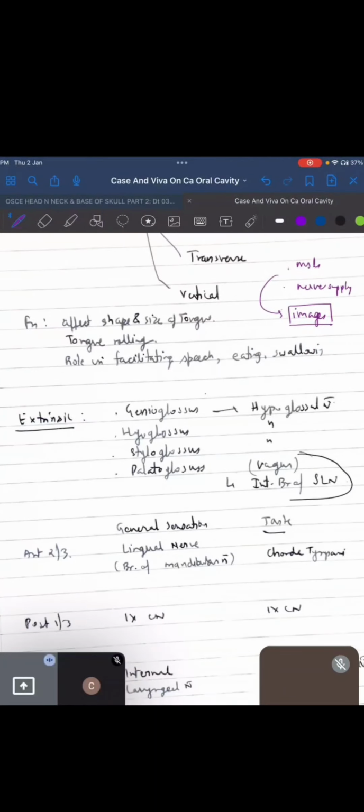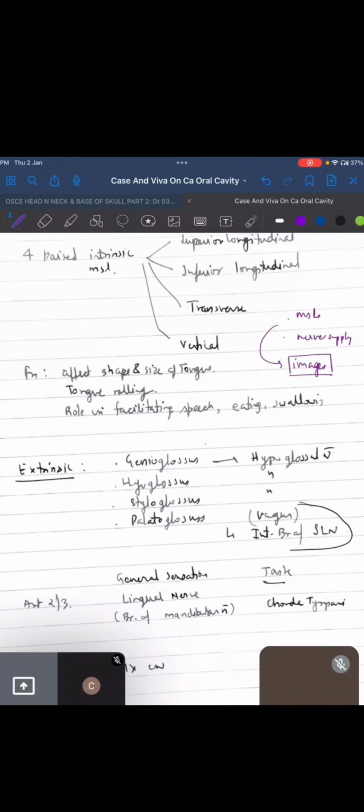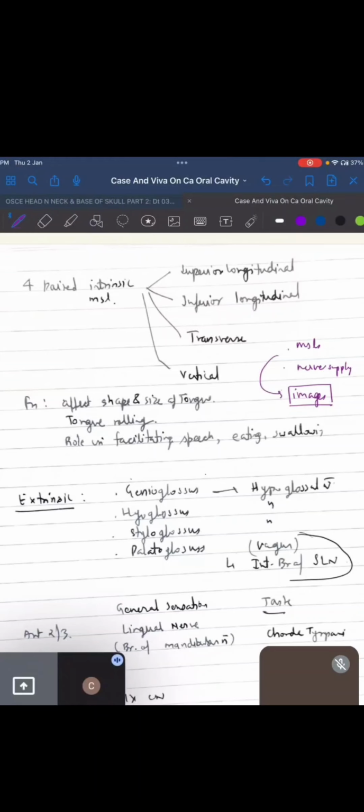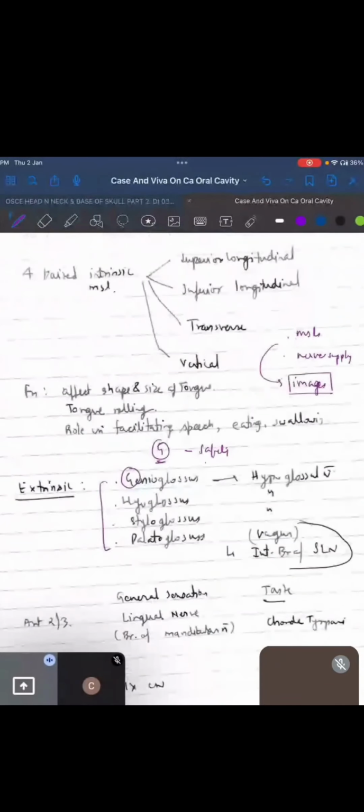Can somebody tell me what is the safety muscle of the tongue? Genioglossus. Please remember, Parle G, Junior G, whatever you want. This is the safety muscle. Why is it the safety muscle? Because it helps the tongue stay in place and not fall backwards. And the fan-shaped hyoglossus, styloglossus, palatoglossus, these will form a part of the extrinsic group of muscles.